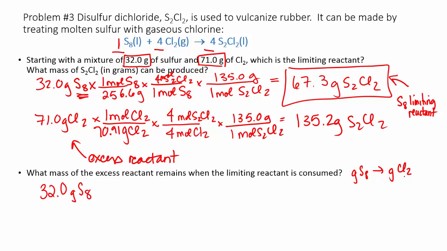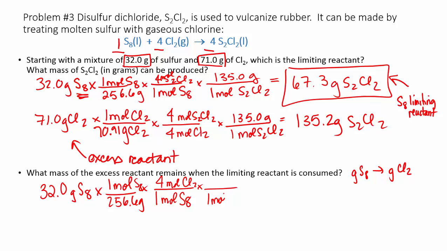Okay, so if we think about this, you want to figure out how many moles of S8 there are. So again, molar mass is 256.6. And I'm going to make sure I label this. Okay, so every 1 mole of S8 is going to need 4 moles of Cl2. And every 1 mole of Cl2 weighs 70.91 grams. So what this means is in order to react all of my sulfur, I need 35.4 grams of Cl2.